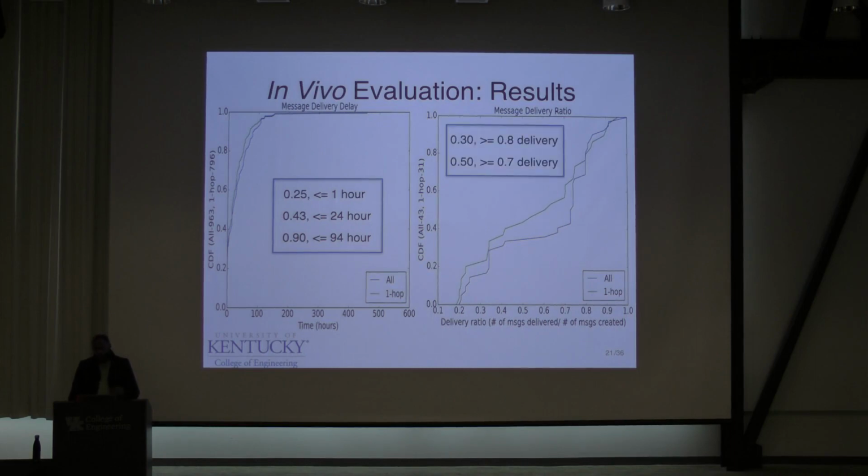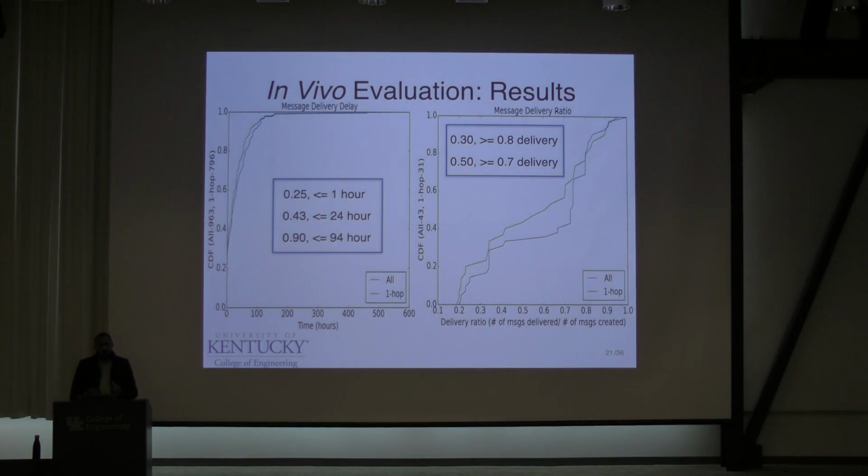And then when it looks at delivery, 30% of the messages had an 80% delivery rate. Based on the following relationships, or who selected who to follow, 80% of the messages that went out had over a 30% delivery rate, and 50% of 70% of messages were delivered.